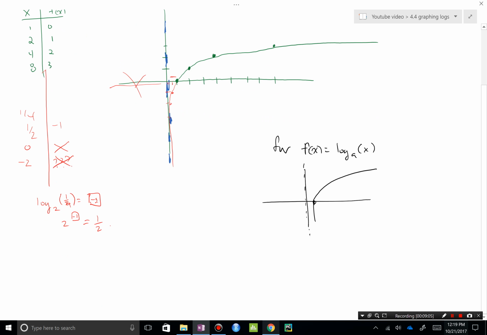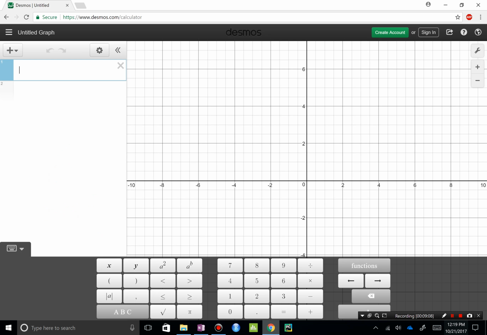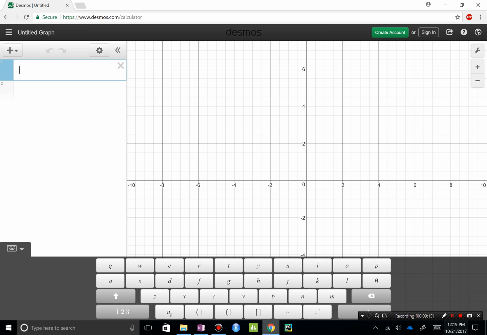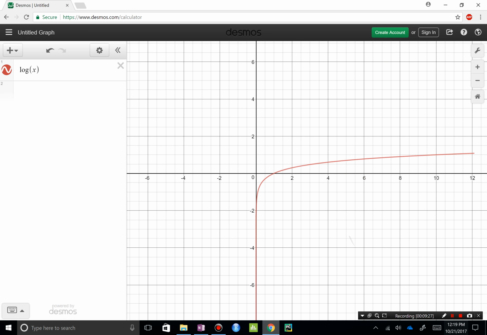Okay? And it always looks like that. So to just prove to you guys, I want you to check this out. Here is Desmos, my favorite graphing program in the world. So let's see if I can do log. Changing the base on Desmos is a pain in the neck. I don't know what the base is, but there it is. Okay, so this is what it looks like.